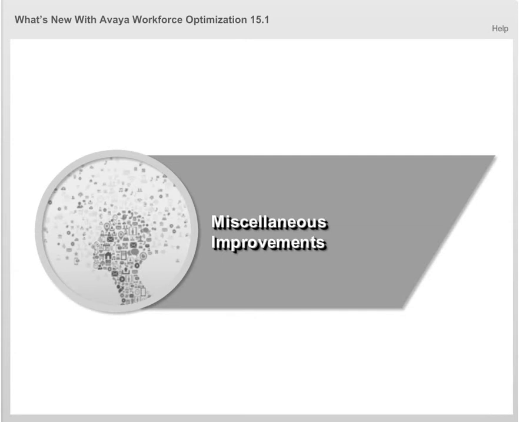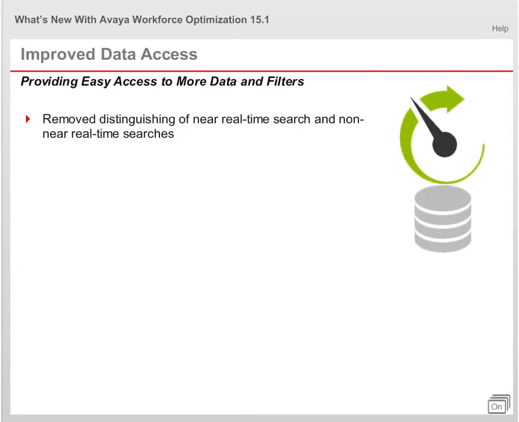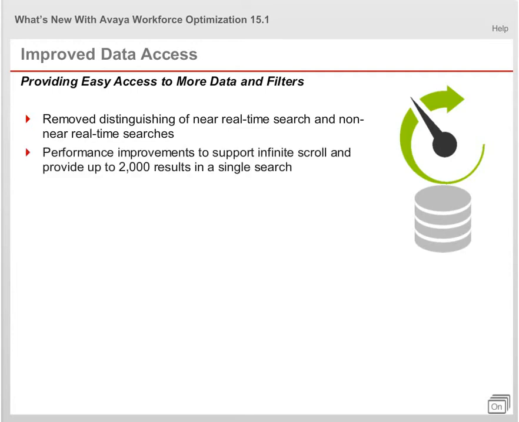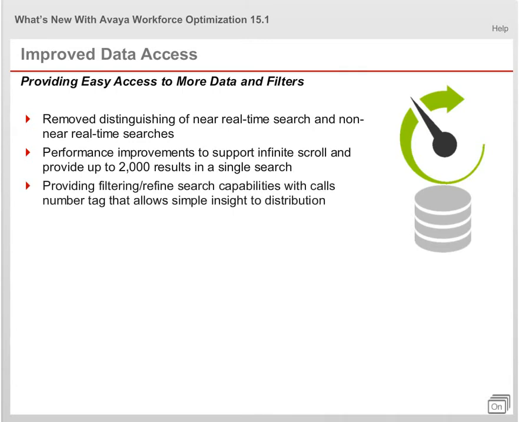Miscellaneous Improvements. All searches for recordings now include a near real-time search by default in the search results, so there is no longer a need to select a separate checkbox to include recordings that occurred within the last hour. You can now obtain up to 2,000 results in a single search, along with the ability to search by different media types. The search provides filtering capabilities with a calls number tag.